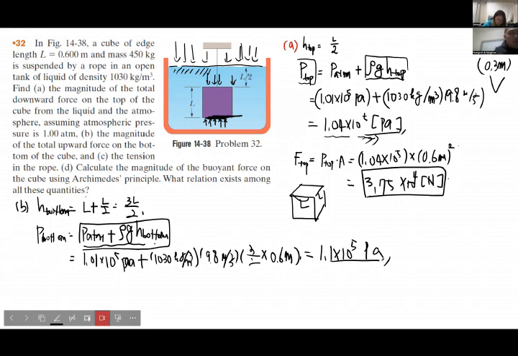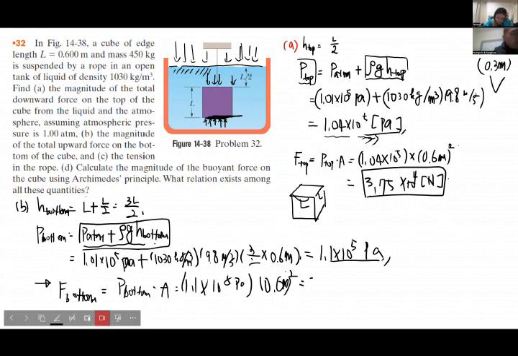Now, the force is just like question A. The force applied to the bottom face is the pressure at the bottom times area A. So that is 1.1 times 10 to the 5 Pascal times the area, 0.6 meter squared. That should be 3.96 times 10 to the 4 Newton. Okay. Do you have any questions so far? No. Okay.